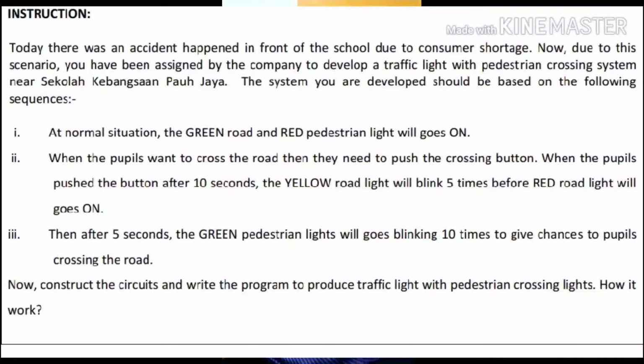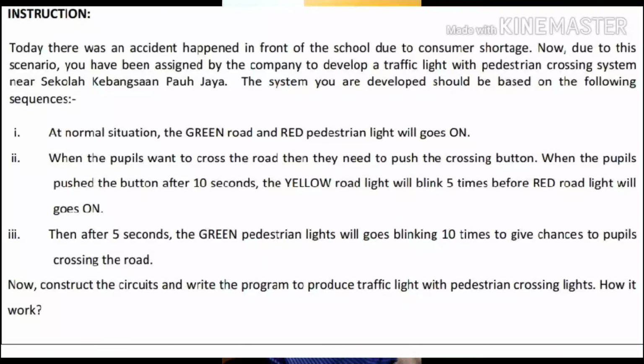First, in a normal situation, the green road light and red pedestrian light will be on. Second, when people want to cross the road, they need to push the crossing button. When people push the button, after 10 seconds the yellow road light will blink 5 times before the red road light goes on. Third, after 5 seconds, the green pedestrian light will blink 10 times to give people a chance to cross the road.